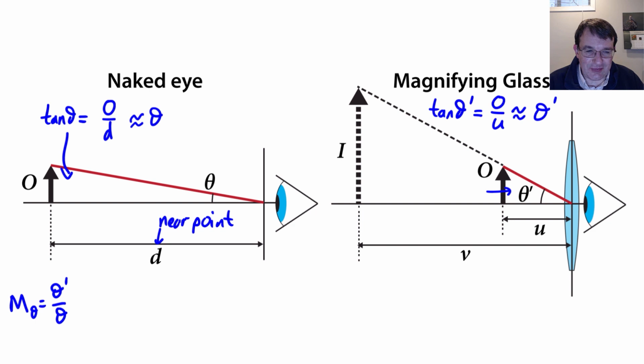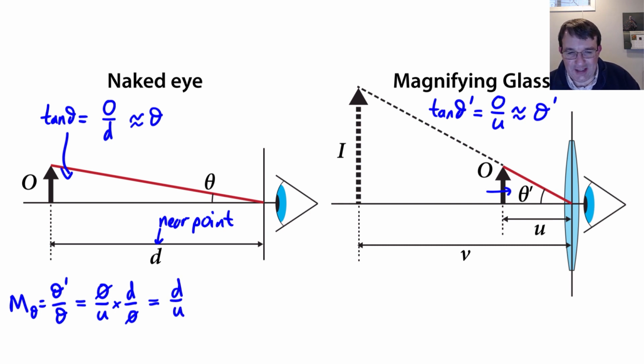Well, we've got an expression for theta prime and an expression for theta, so let's put them in here. Theta prime is O divided by u, and then we multiply it by 1 over theta, which is D over O, and we can see that the height of the object nicely cancels out, and we're left with D divided by u.